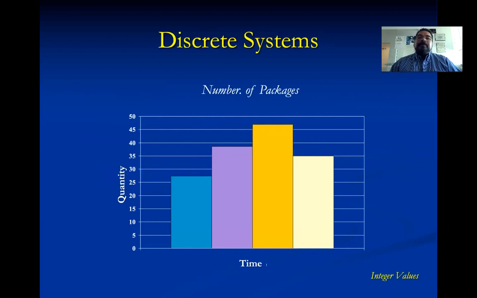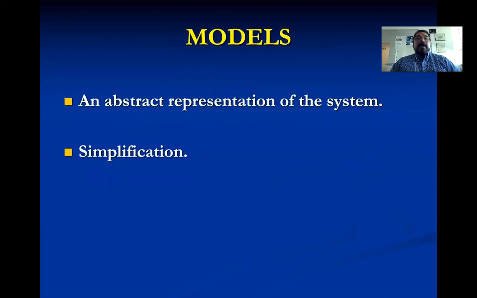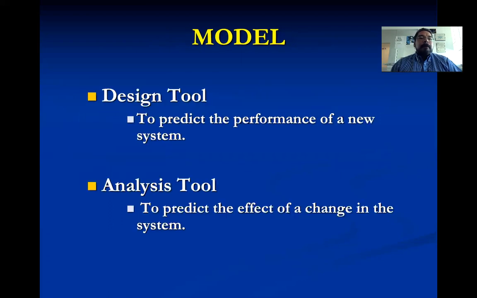There are some discrete systems, there are some continuous systems, and when we work with a simulation process, we need to extract a model of the process. This model is going to be an abstract representation of the system. It's a simplification. It's not exactly the system, but it's a very good representation of the situation that we are observing. We can use a model as a design tool to predict the performance of a new system, for example, or as an analysis tool to predict the effect of a change in the system. Either way, simulation is a very good tool in terms of this objective.